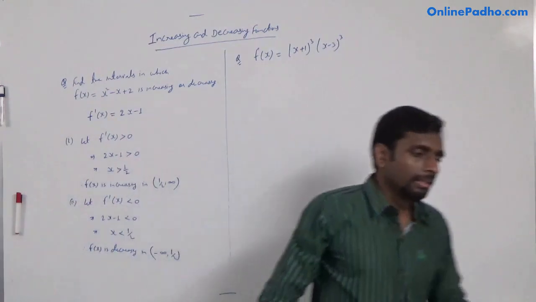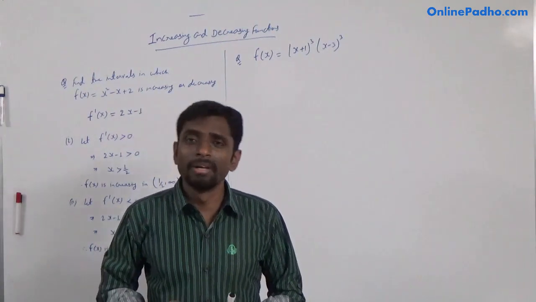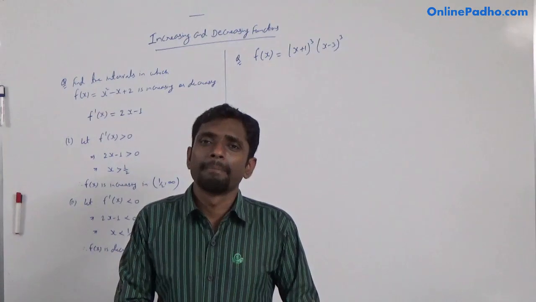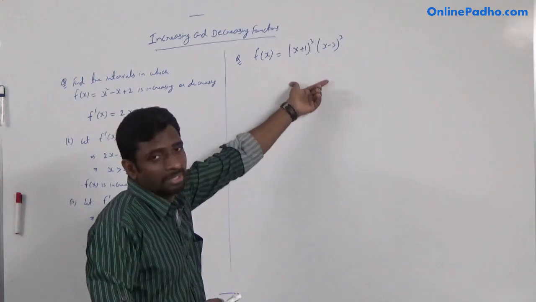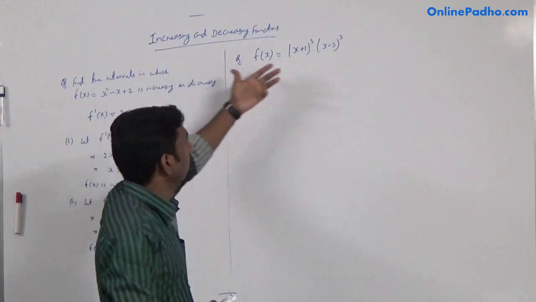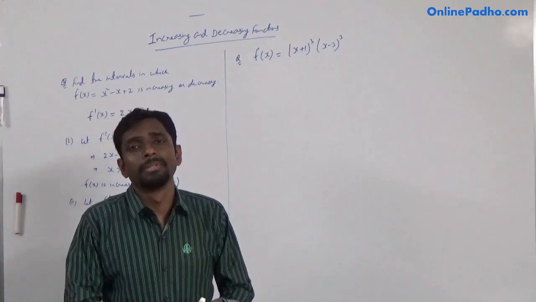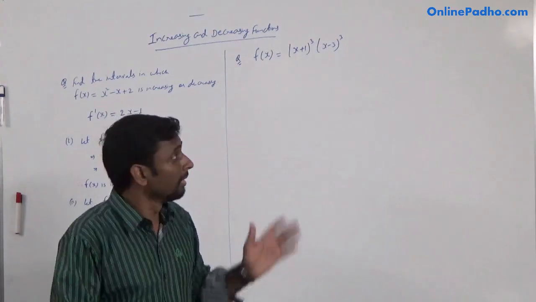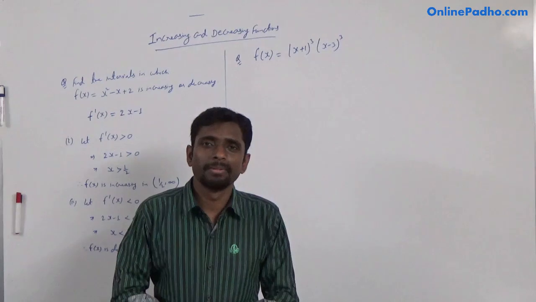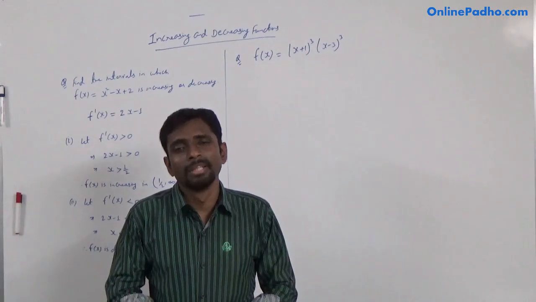For increasing and decreasing, the very important thing is that the function must be continuous as well as differentiable. Then only we can check its interval for increasing or decreasing. This is a polynomial function, and every polynomial function is continuous as well as differentiable at all real numbers. If the graph breaks at some point, we cannot check the increasing or decreasing.